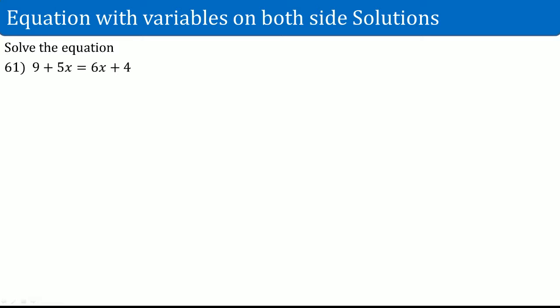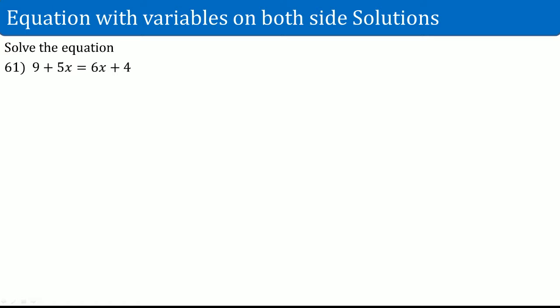All right, welcome. This is the solution on the equation with variables on both sides. Here, they're just asking us to solve, okay? On the worksheet, there's a total of 12 problems. I'm only going to be covering the first six, okay? So the top half. You have 9 plus 5x equals 6x plus 4.